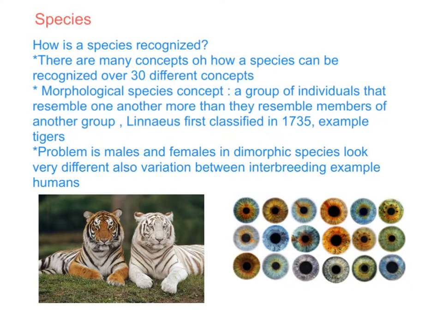Another problem with this concept is variation between interbreeding individuals. An example is us humans. Human eyes have a wide range of colors, but using the morphological species concept, humans would be classified into many different species. For example, blue-eyed humans would be classified as one species, green-eyed humans as another, and hazel-eyed humans as yet another species.